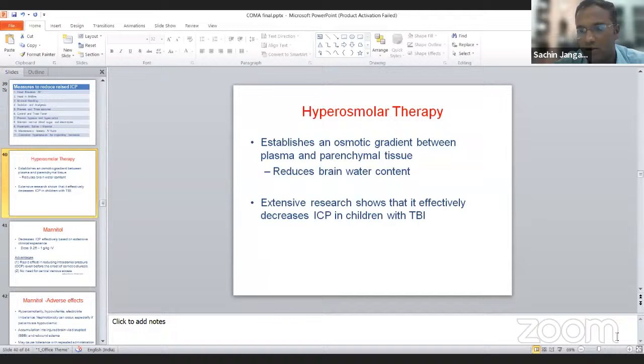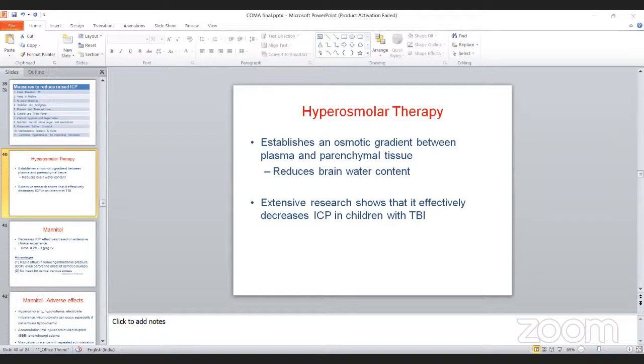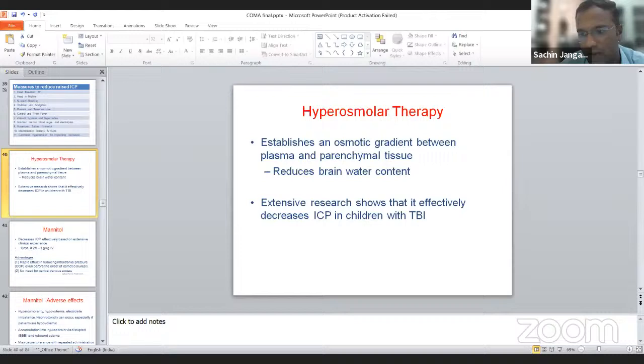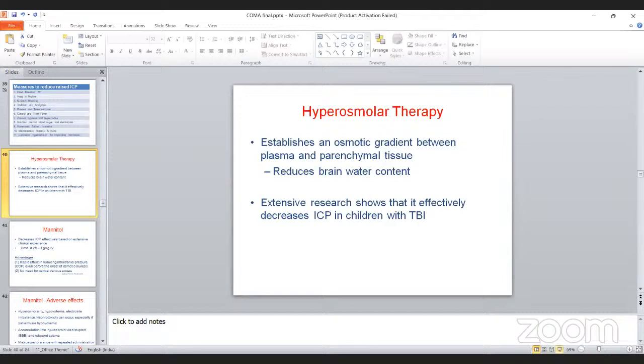In hyperosmolar therapy, we have two choices. One is... Sorry for the interruption. Am I audible? You are audible, sir. Please continue, sir. Please make it full screen. One minute, I will make it full screen. Yes, sir. Continue, Sachin. You are audible.